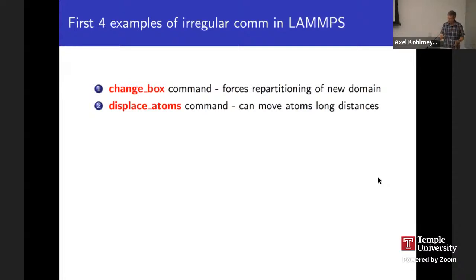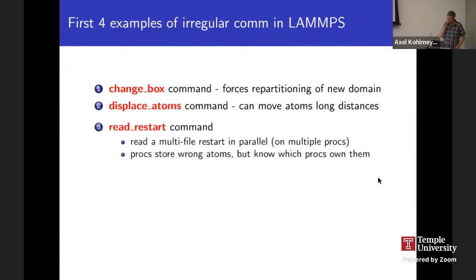Displace_atoms is another similar one. Now you have a box, you don't change it, but you might want to move a chunk of atoms a long distance in the box. Again, you might generate a crystal initially. Now you want to move half the atoms over here because you're going to put some liquid or something in between them to do a kind of simulation. So the displace_atoms command can likewise move things a long distance, so it does irregular communication at the end to make sure atoms get where they need to be.